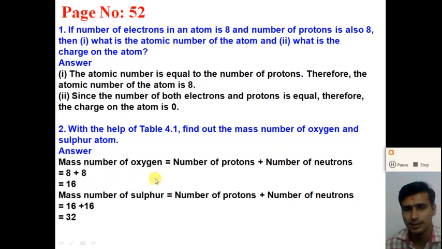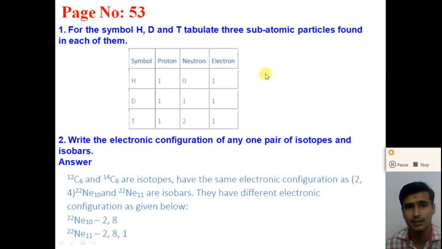Similarly, the mass number of sulfur is equal to the number of protons plus the number of neutrons. The number of protons in the sulfur atom is 16. The number of neutrons in the sulfur atom is also 16. So the mass number of sulfur is 16 plus 16. We get 32. Right? Understand both the questions? Now, the next set of questions is given on page number 53.